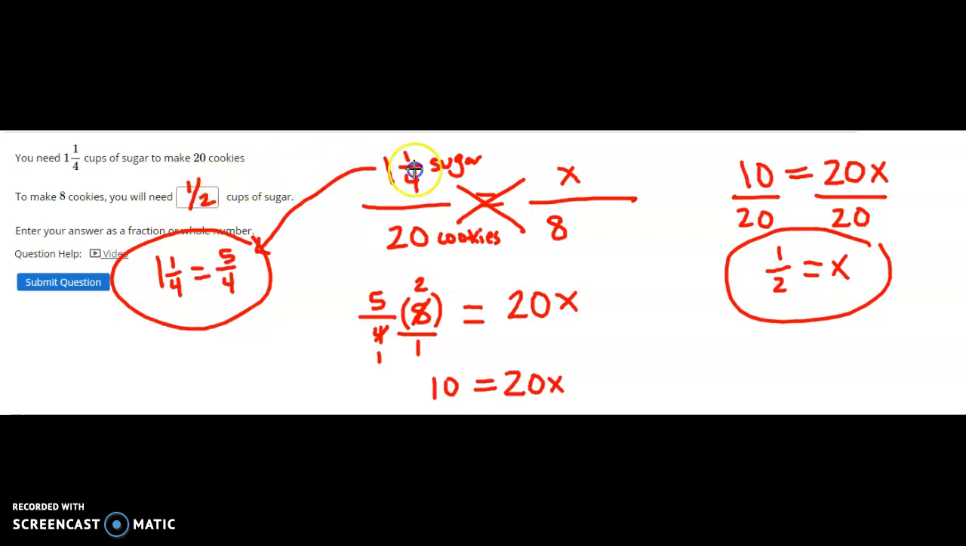So again, the most important thing when you're setting it up is to make sure your units are in the same place. We had sugar in the numerator here, so sugar had to be in the numerator here. Cookies were in the denominator for the first ratio, and cookies have to be in the denominator for the second ratio to form the proportion.